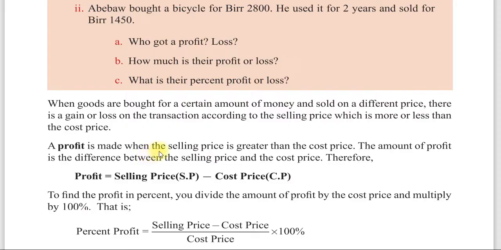A profit is made when the selling price is greater than the cost price. The amount of profit is the difference between the selling price and the cost price. Therefore, profit is equal to selling price (SP) minus cost price (CP).